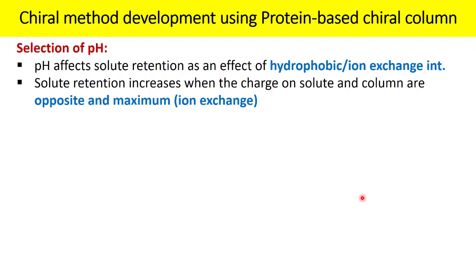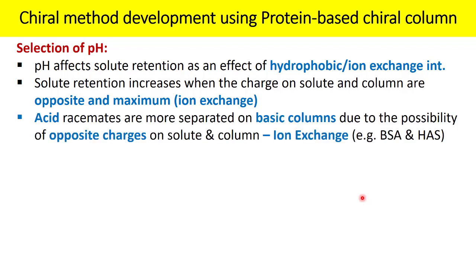Solute retention increases when the charge on solute and column are opposite and maximum. Right? We discussed that. Positive and negative will have the interaction, so that is called ion exchange interaction. Acid racemates are more separated on basic columns. I repeat the statement one more time. Acidic racemates are more separated on basic columns due to the possibility of opposite charges on solute and column, because of the ion exchange possibility.